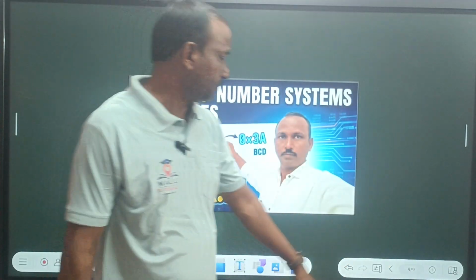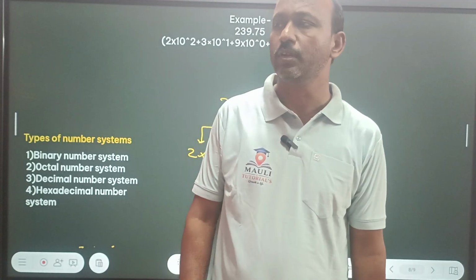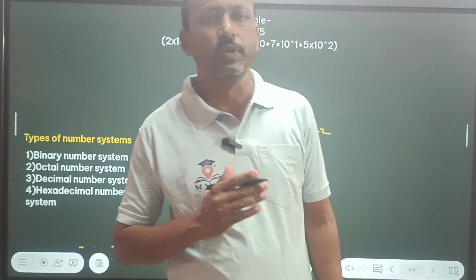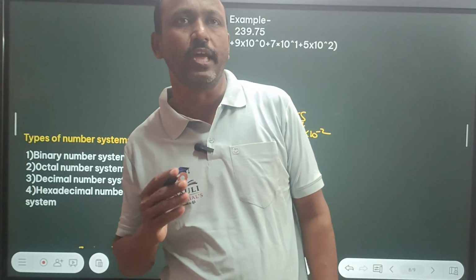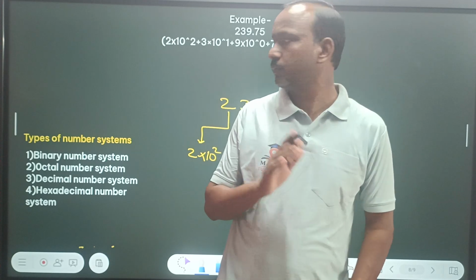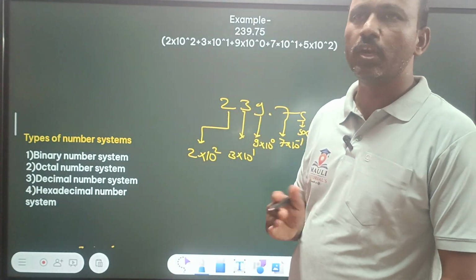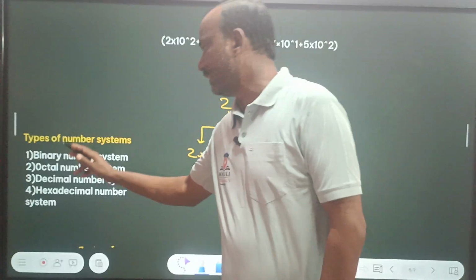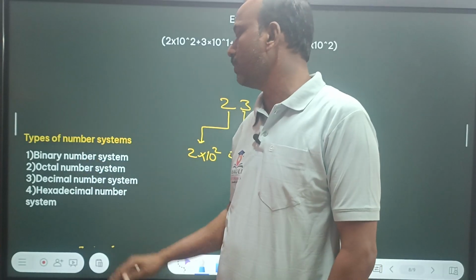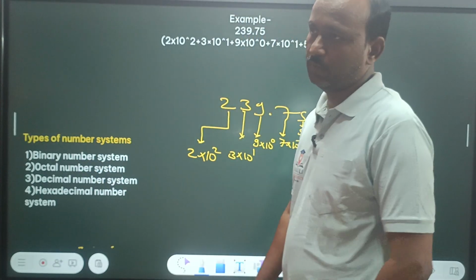The next point is conversion of the number system. If any number is given, then we have to convert that number into another number system. So what are the types of number systems in which we have to convert one number into another? There are 4 number systems: binary number system, octal number system, decimal number system, and hexadecimal number system.